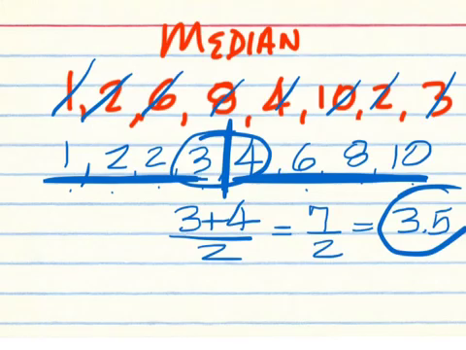When you have an even number of numbers, add the 2 middle numbers together and divide by 2. That gives you the median.